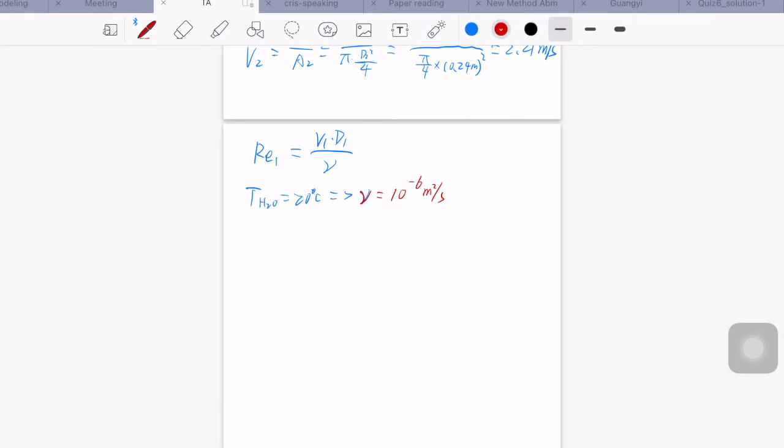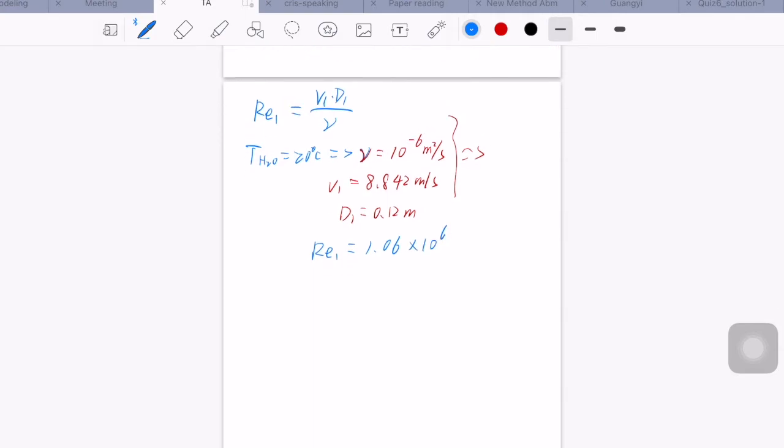And we know the V1 is 8.842 meters per second, and D1 is 0.12 meters. So we can determine that the Reynolds number in pipe 1 is 1.06 times 10 to the power of 6.